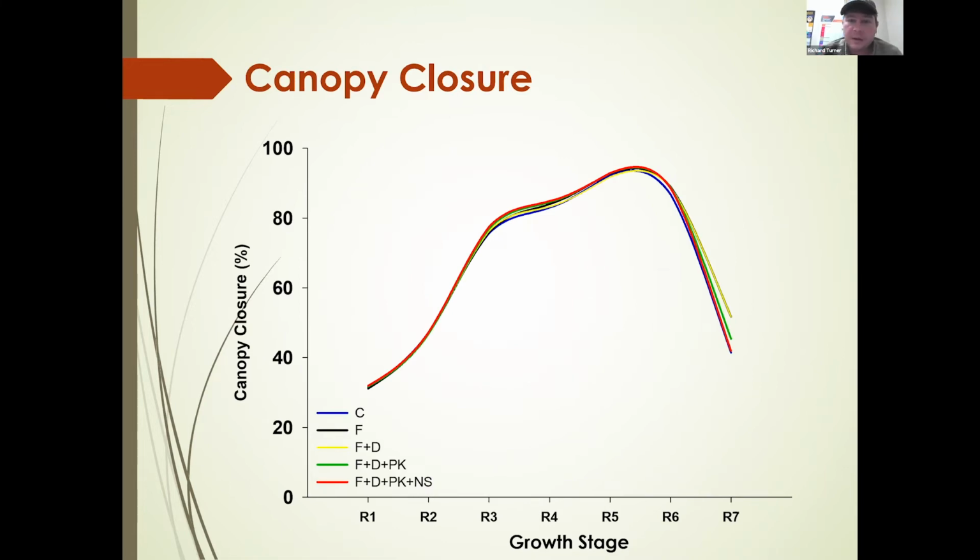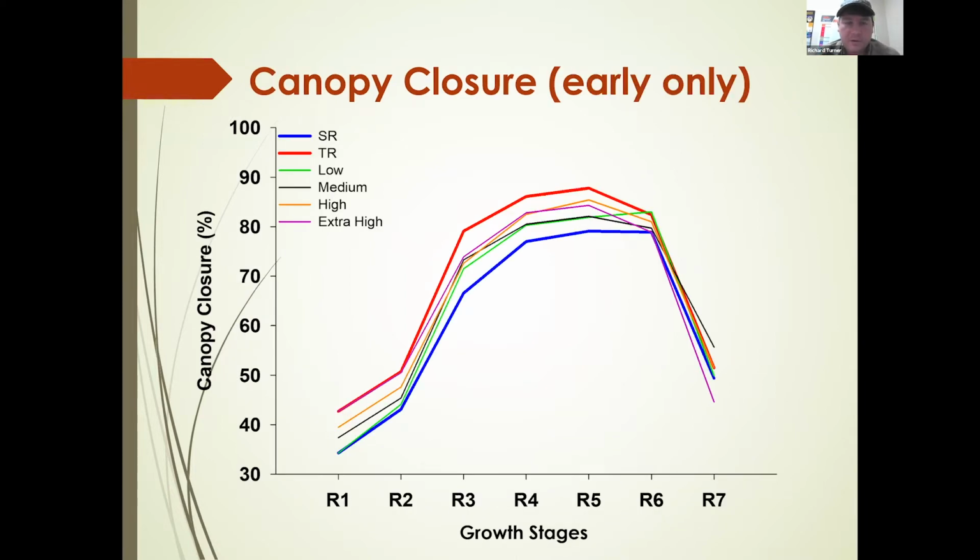So the first bit of data that I'll get into was done using our Canopio app, and this is comparing all the different management strategies, as I mentioned earlier, with the control, fungicide plus desiccant plus additional P and K, and again with the nitrogen and sulfur. And as you can see from this graph here, management strategies didn't really have a huge impact on the effect of canopy closure. That's not really surprising, because as I flip over and get into the next slide, you can see very much so that canopy closure was much more greatly impacted by row configuration and our seeding rates.